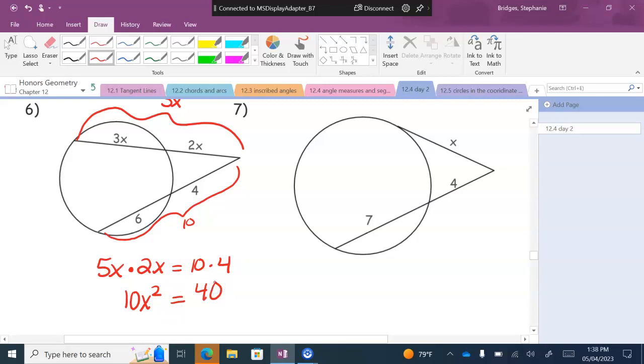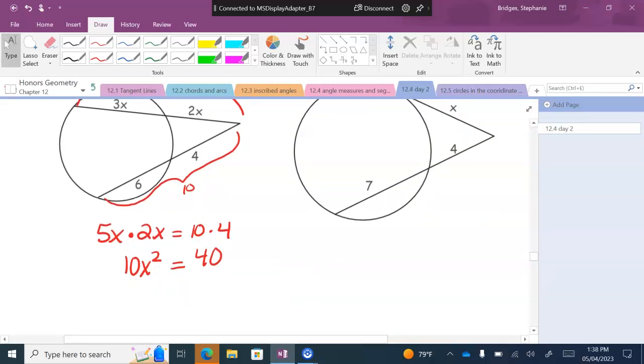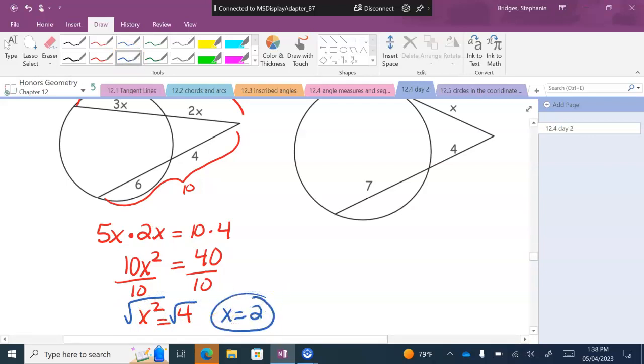Somebody else asked, what do we do from here? You need to get x squared all by itself. How do I get the x squared by itself? Okay. So x squared equals 4. And how do I undo a square? Square root. And what is the square root of 4? Everybody okay? Are you sure? Okay.